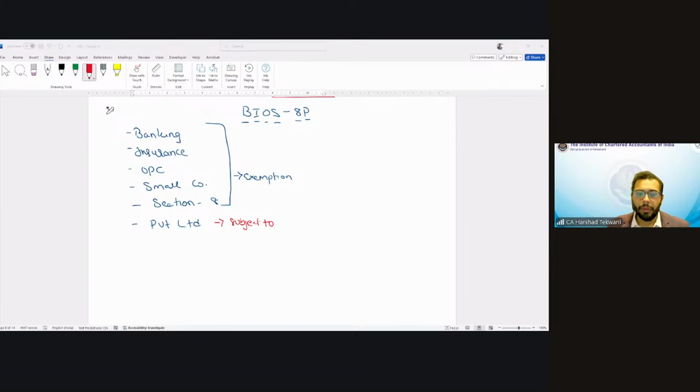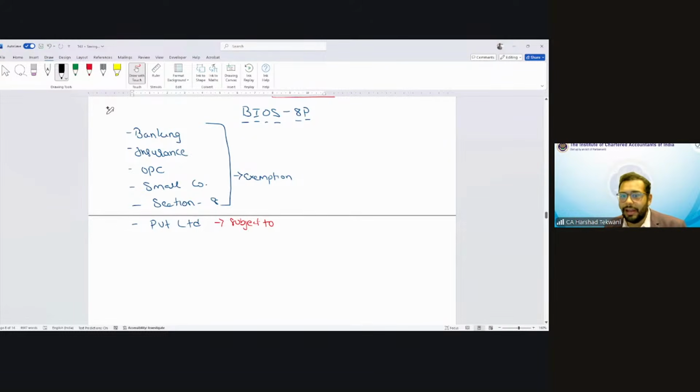Okay, so when it comes to the exemption, I divide into two sections. One, as I said, exempted. Private limited is subject to some conditions. Now, the condition, easy way to remember is P1, D1, R10. That is paid up share capital less than 1 crore, debt less than 1 crore, turnover, total revenue less than 10 crores. Okay.